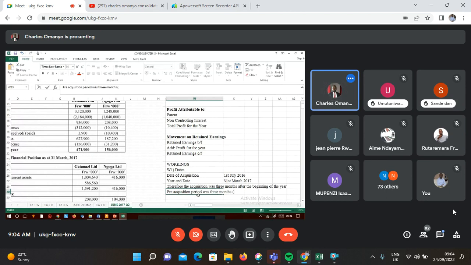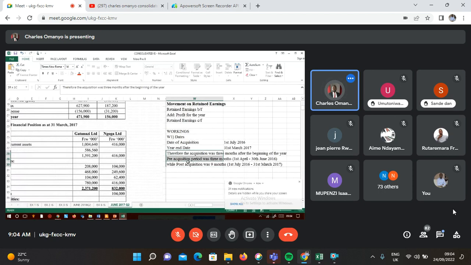That is 1st April to 30th June 2016, while post-acquisition was 9 months. That is 1st July 2016 to 31st March 2017. What is my last point?